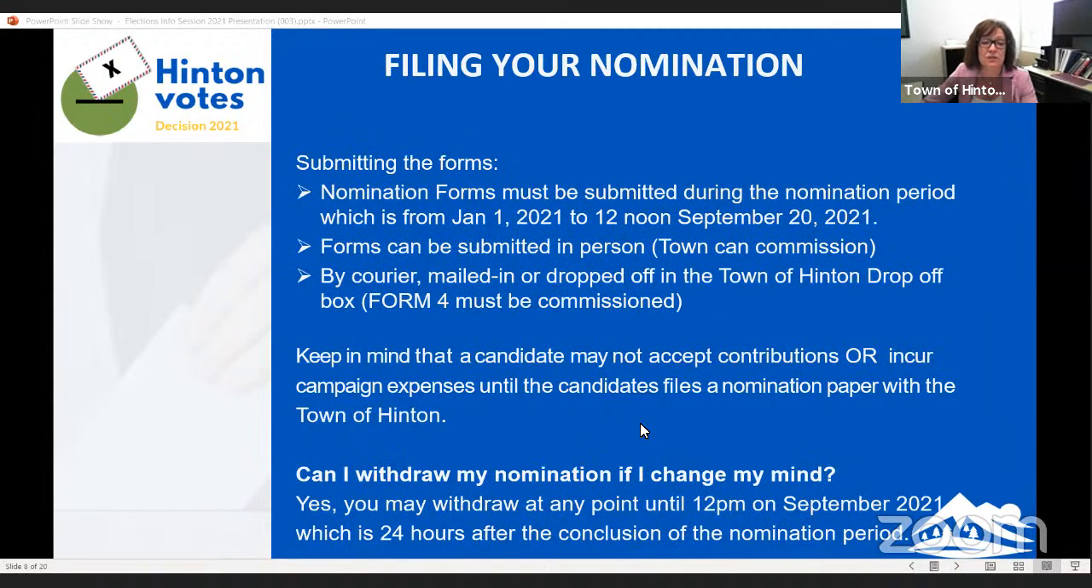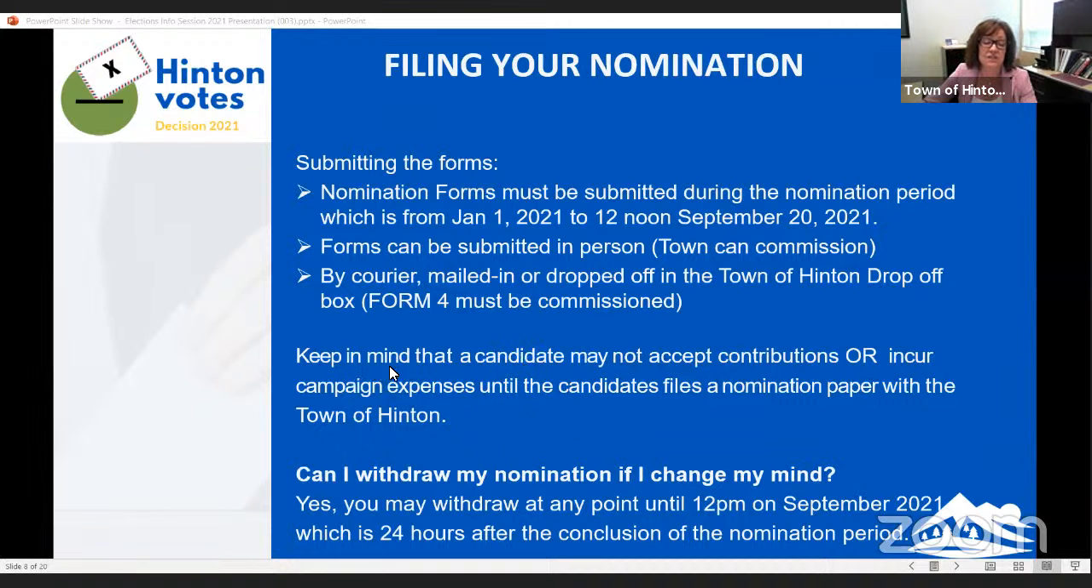So, filing your nominations, you need to submit the forms. Your nomination forms must be submitted during the nomination period, which is from January 1st to 12 noon, September 20th, 2021. The forms can be submitted in person. If they're brought in person, we can commission your Form 4. Or you can send them in by courier, mail them in, or drop them off in the town drop-off box. But if you do that, the Form 4 must be commissioned.